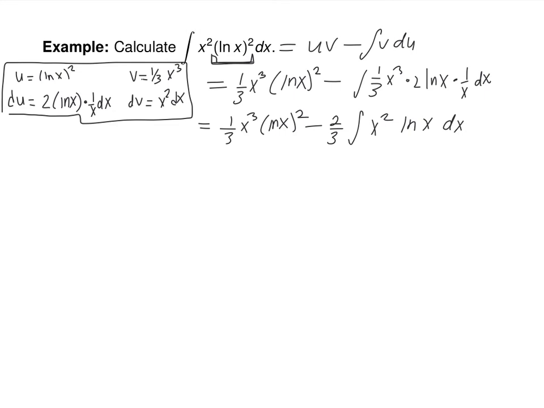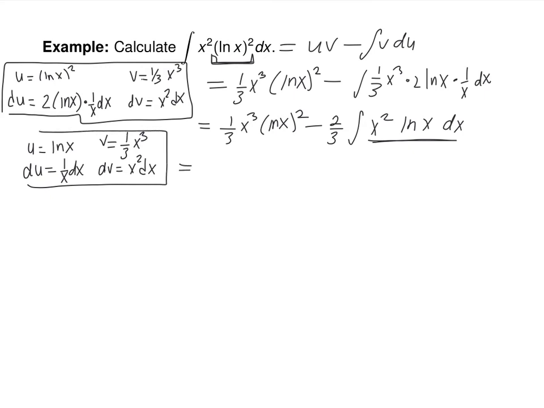Now it appears as if we're going to have to repeat the integration by parts process. This is very similar to a previous example that we had, where we had y cubed times ln of y. Almost the exact same process. So let u equal ln of x, du will equal 1 over x dx, so back to some simple things. If you let dv be the remainder of the stuff, dv will be x squared dx, and v will equal 1/3 x cubed.